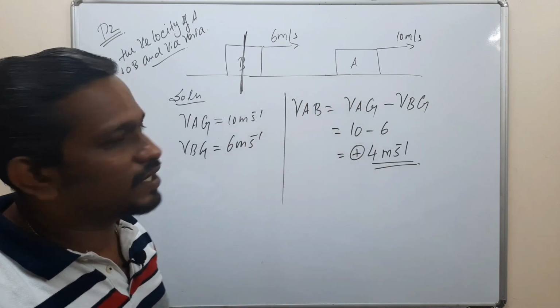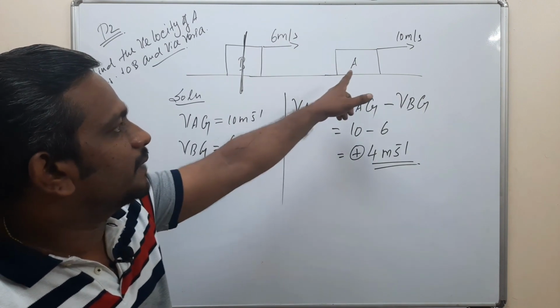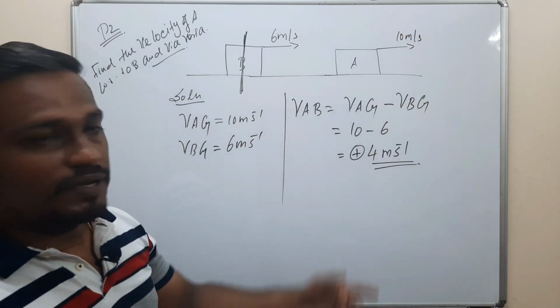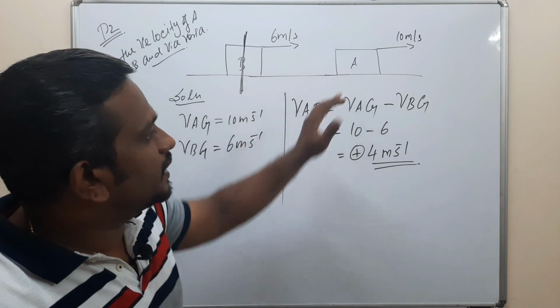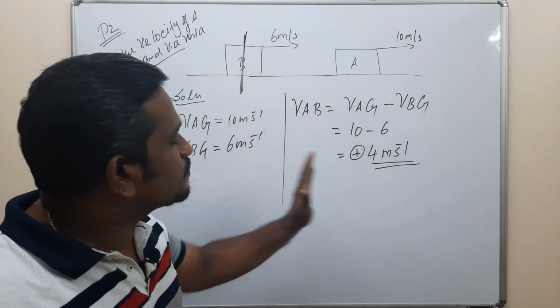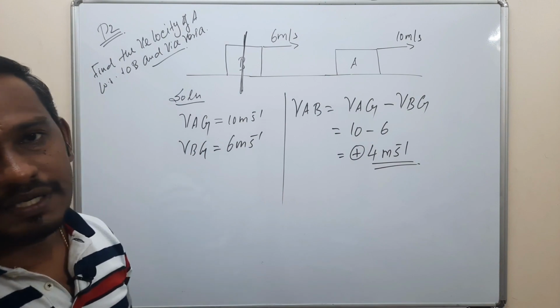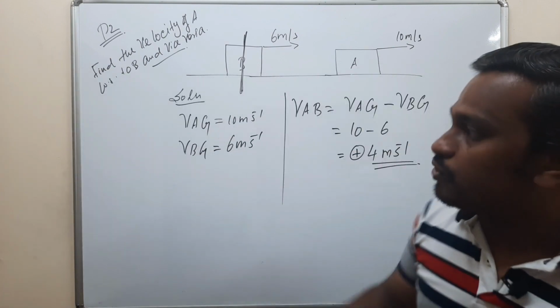Now when an observer is on the ground and observes the car A, he feels that the car is moving with 10 meter per second. When the observer is on the car B and he observes the car A, he feels that the car A is moving in the forward direction with the speed of 4 meter per second. Okay. So, vice versa.